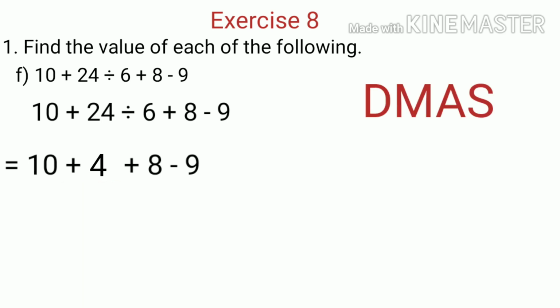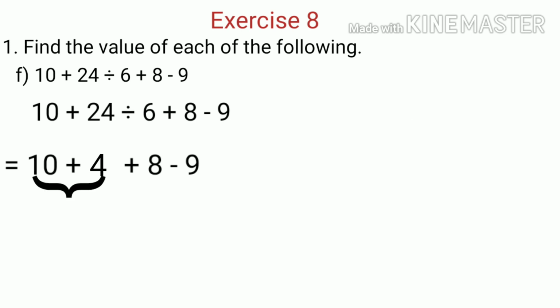Now, if we look at the rule, multiplication comes after division. But here in this expression, we don't have any multiplication. So we will go to the next operation, that is addition, because addition comes after multiplication. So we will add 10 and 4. When we add 10 and 4, we get 14. So the expression becomes 14 plus 8 minus 9.